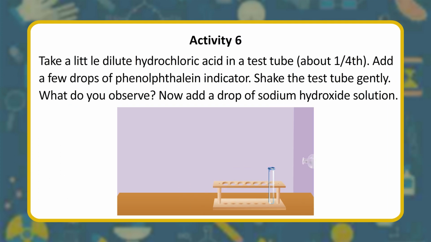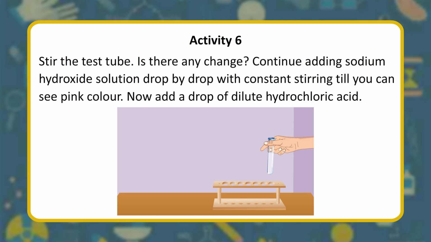Activity. Take a little dilute hydrochloric acid in a test tube, about 1/4. Add a few drops of phenolphthalein indicator. Shake the test tube gently. What do you observe? Now add a drop of sodium hydroxide solution. Stir the test tube. Is there any change?